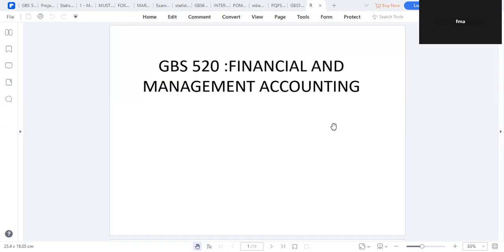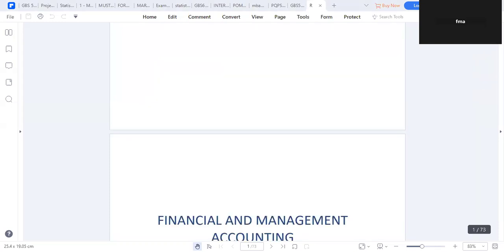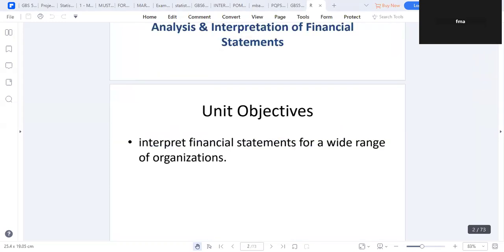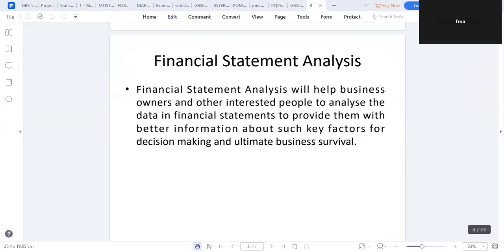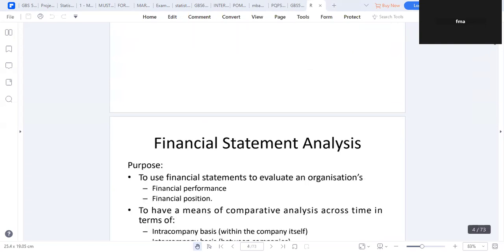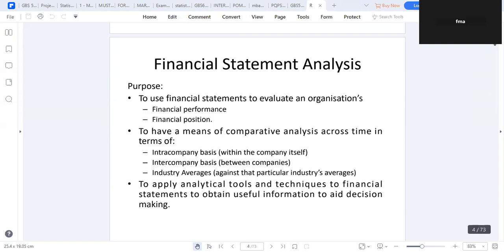Our session today will be on ratio analysis. So I'm quickly explaining what financial statement analysis is all about. Financial statement analysis helps business owners and other users of financial accounting information by providing them with better information about the key factors for decision making. Generally, the purpose of financial statement analysis is, A, to use financial statements to evaluate an organization's financial performance.